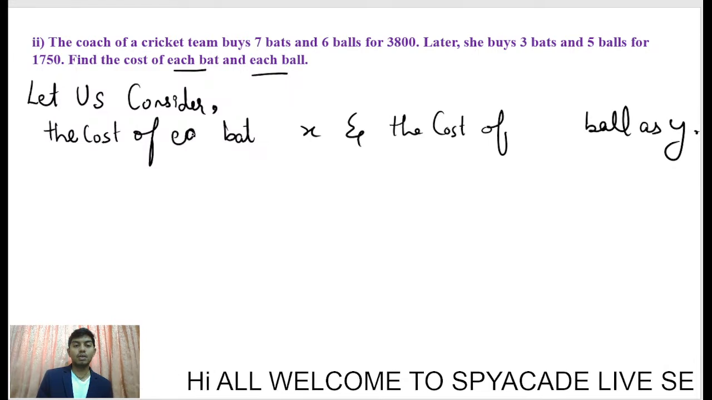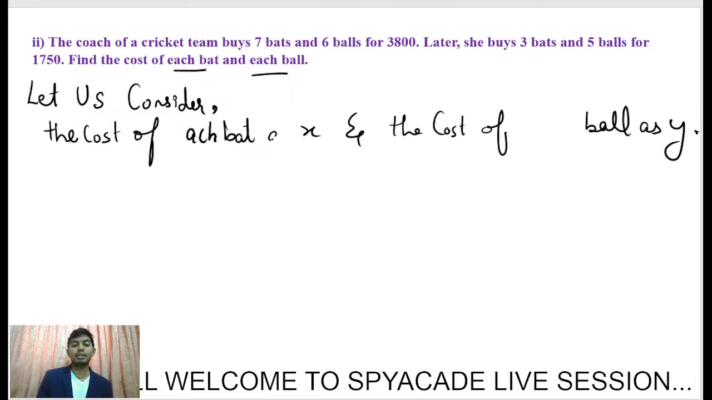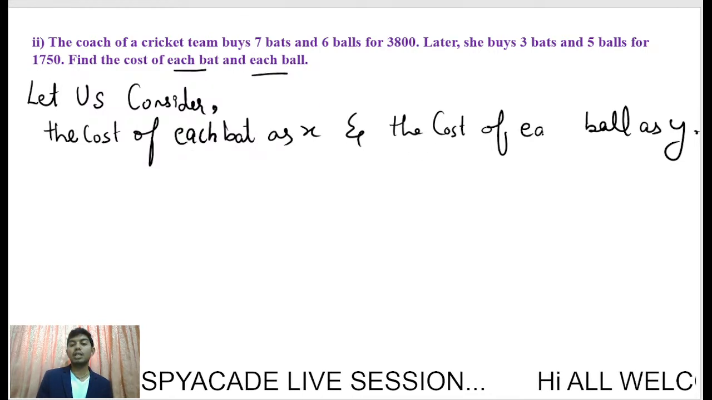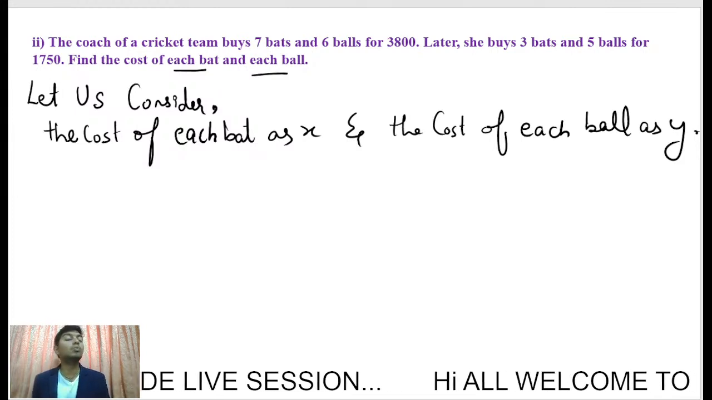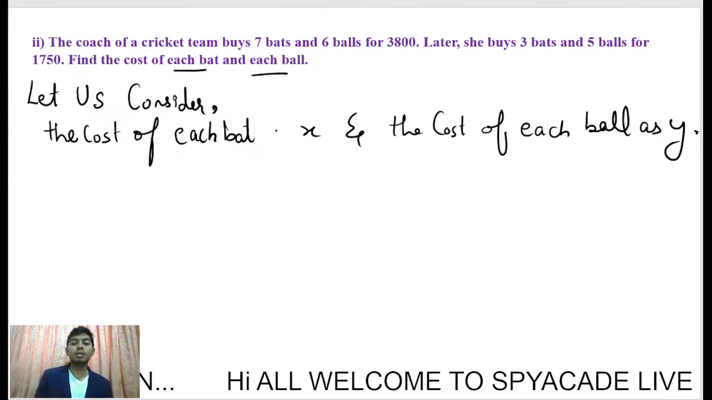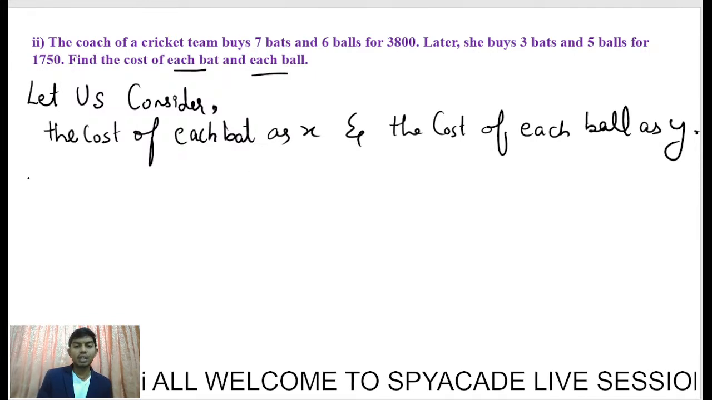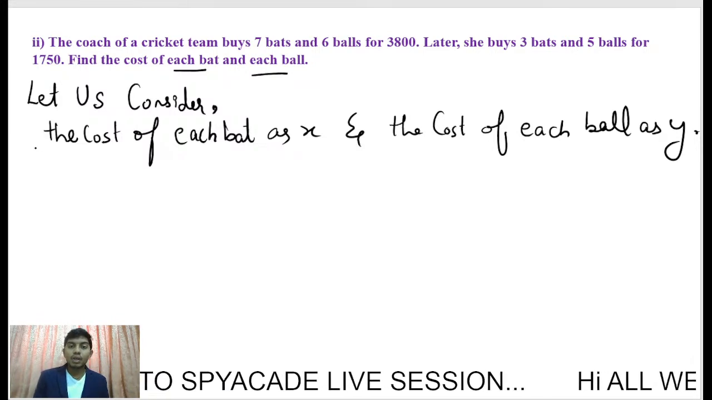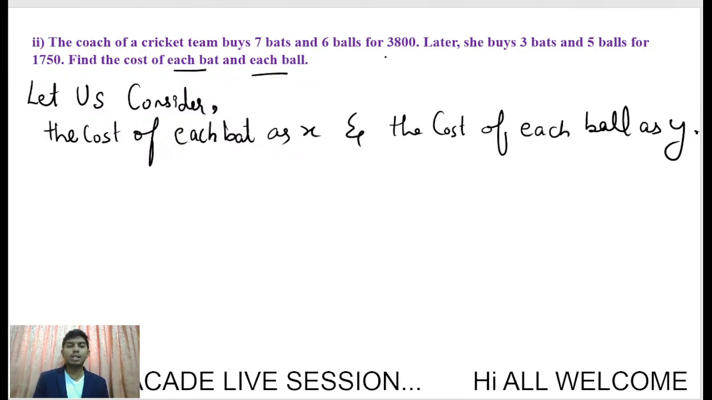The cost of each bat as x and then the cost of each ball as y. Okay, so now what we are going to do, we are just going to frame the equation. So what is the equation?